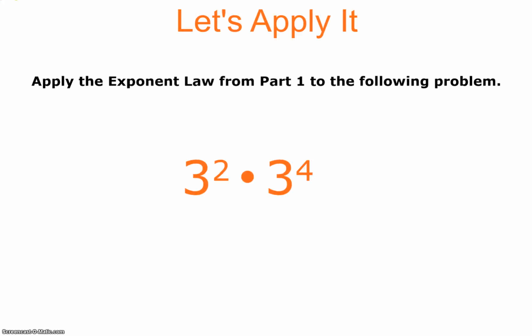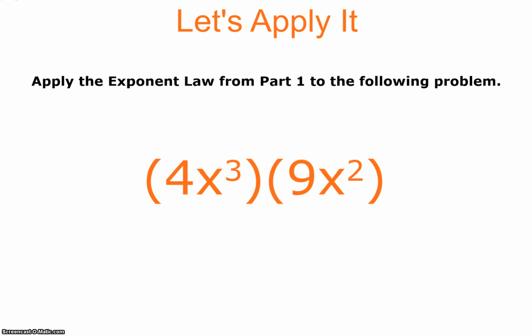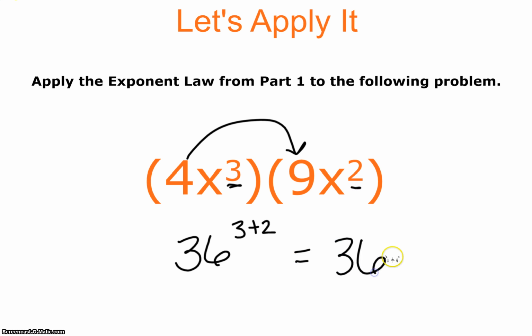So here's where you need to take some notes. So it says apply this exponent law from part 1 to the following problem. We know that it's a to the m plus n. So 2 plus 4 equals 3 to the 6th power. Apply the exponent law from part 1 to the following problem. Well, 4 and 9 can be distributed, so that's 36. And then 3 plus 2, because those are the exponents on your base. So you get 36x to the 5th power.